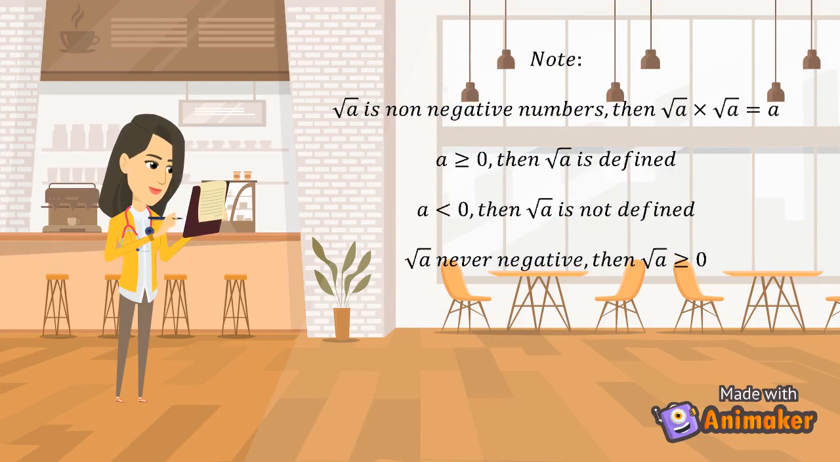Note, if the square root of a is a non-negative number, then the square root of a times the square root of a equals a. If a is greater than or equal to 0, then the square root of a is defined. If a is less than 0, then the square root of a is not defined. The square root of a is never negative, so the square root of a is greater than or equal to 0.